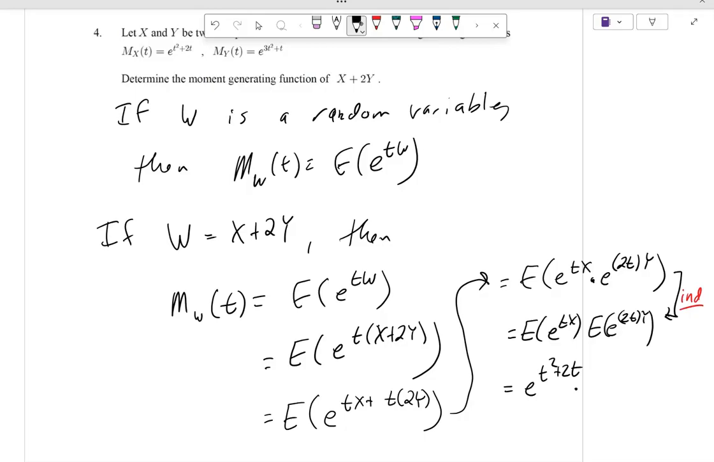Then the next one's not quite the moment generating function for x. This should be a what instead? A t, and now it's a 2t. So what have we done? We've taken out a t and put in a 2t. So how do you think we should write down that second one? What do you think we need to do? Yeah, we're going to take the moment generating function for y and replace the t with a 2t.